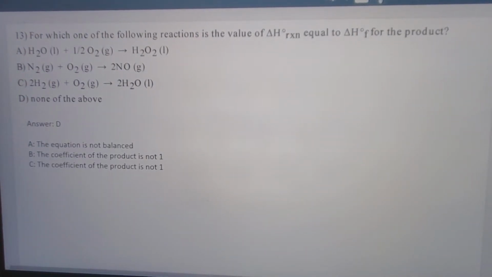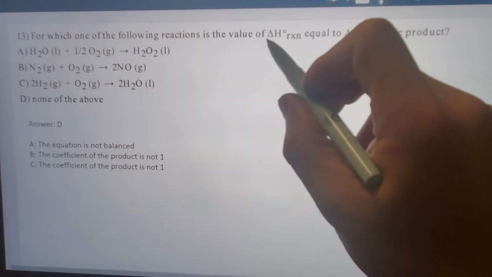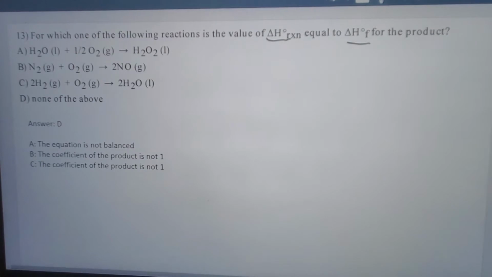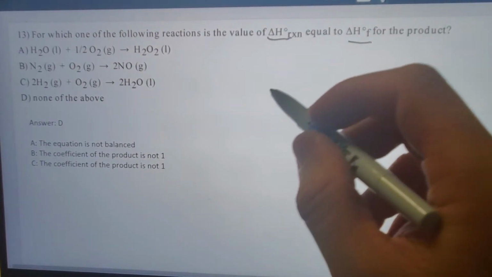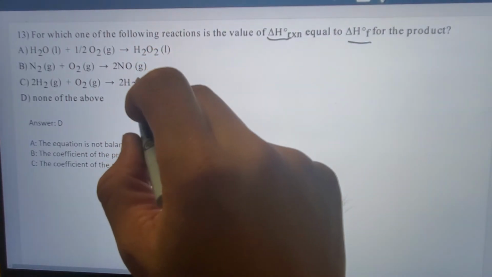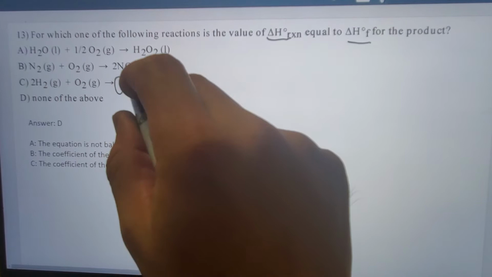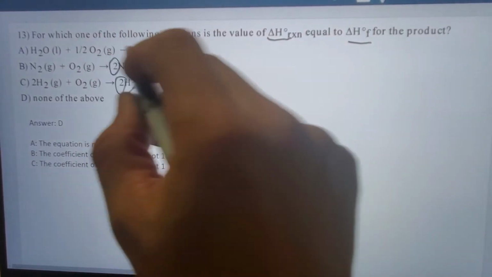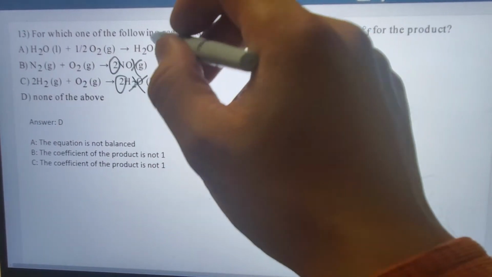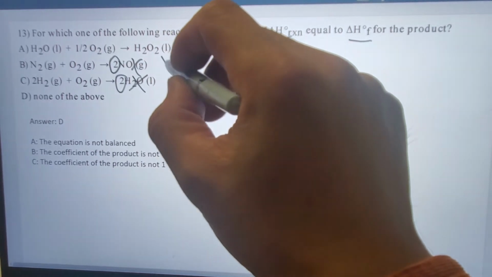All right, for which one of the following reactions is the value of delta H of the reaction equal to the formation enthalpy? All right, so let's look at this. Remember what I said before? The coefficient should be 1. So this one is not good because the coefficient is 2. This one is not good because the coefficient is 2. All right, so how about this one?